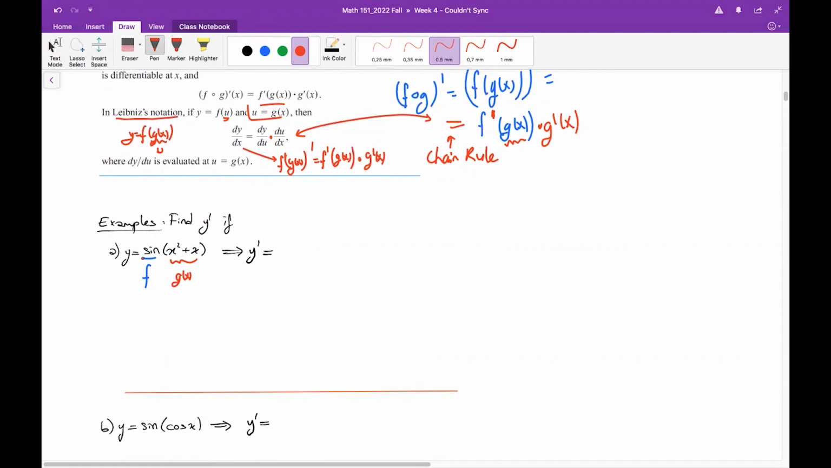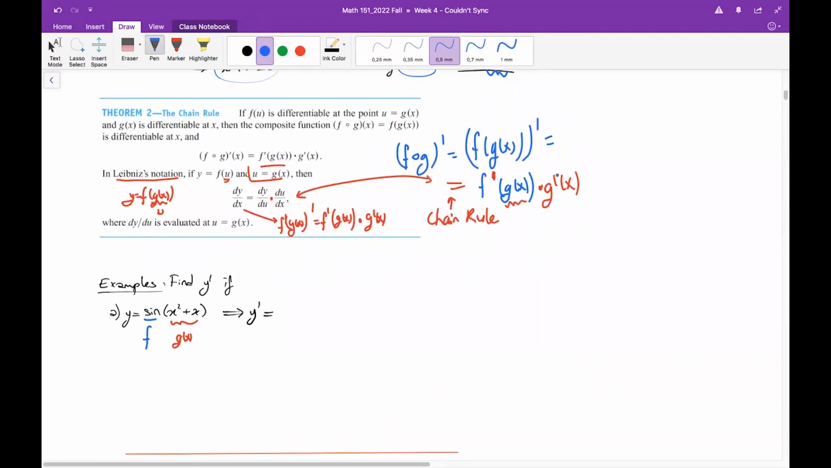What we do, we start with the most outer function and take the derivative of it. Now I am applying the rule. The most outer function is sine. The derivative of sine is cosine. And then I do what? Don't touch the insider function. Write g of x where we have x squared plus x. Just write it without doing anything about the insider function.